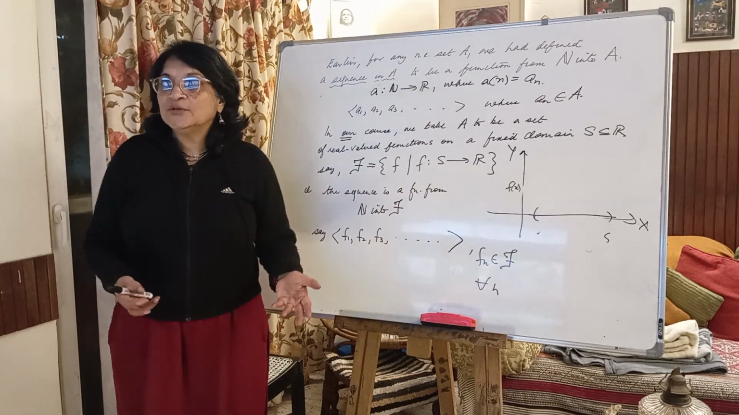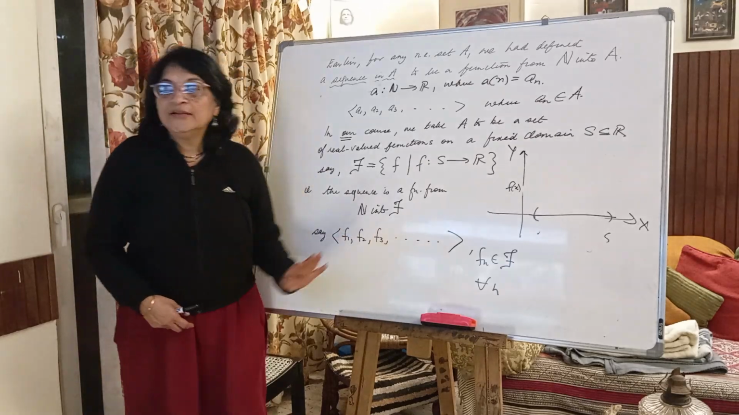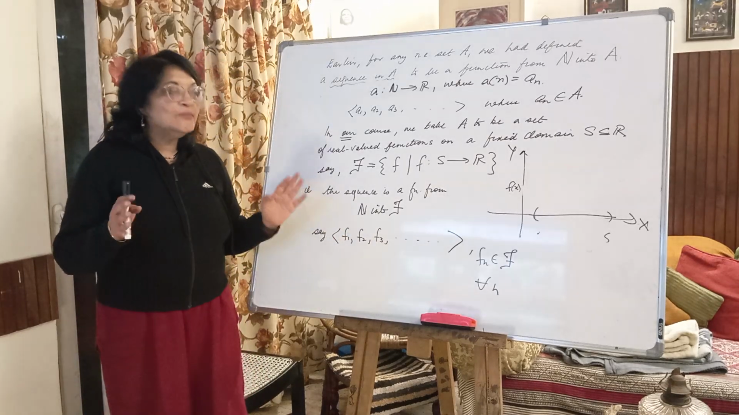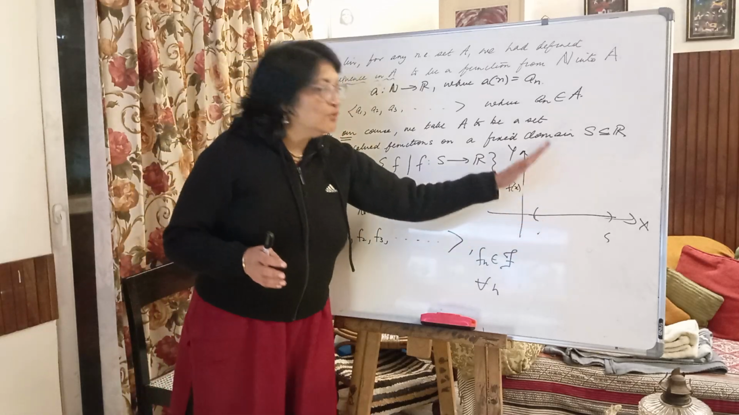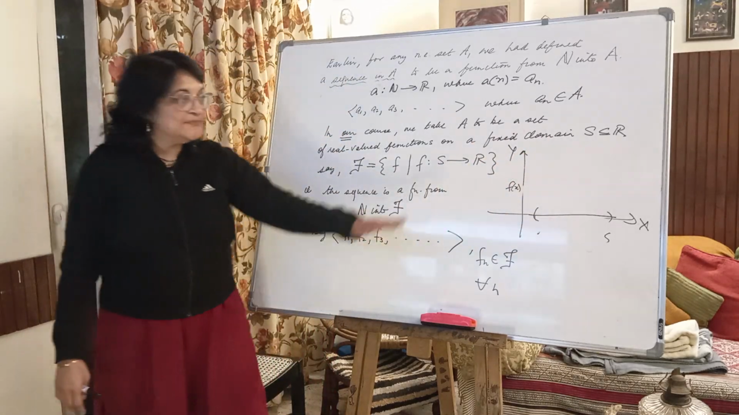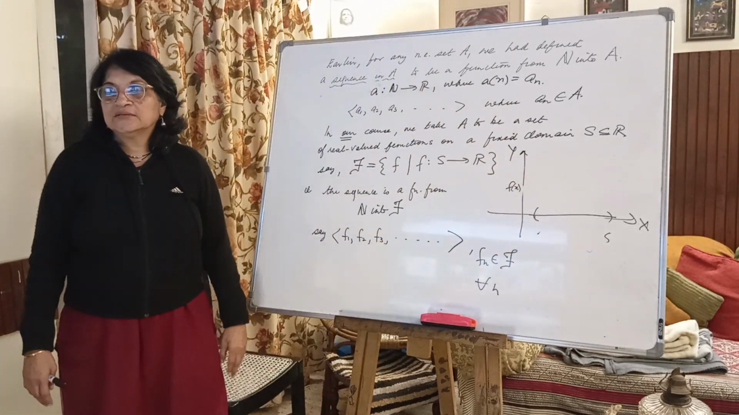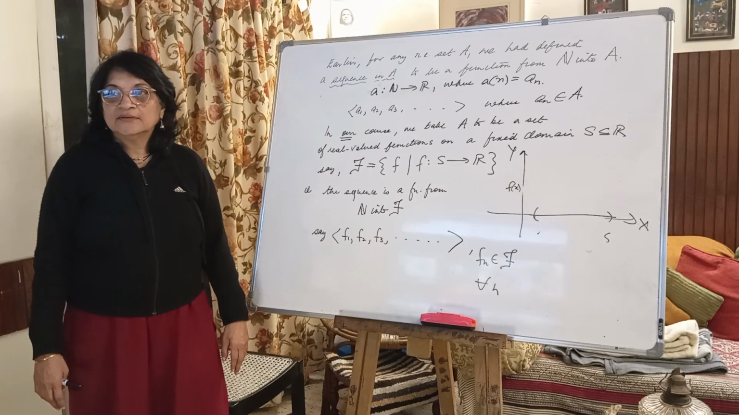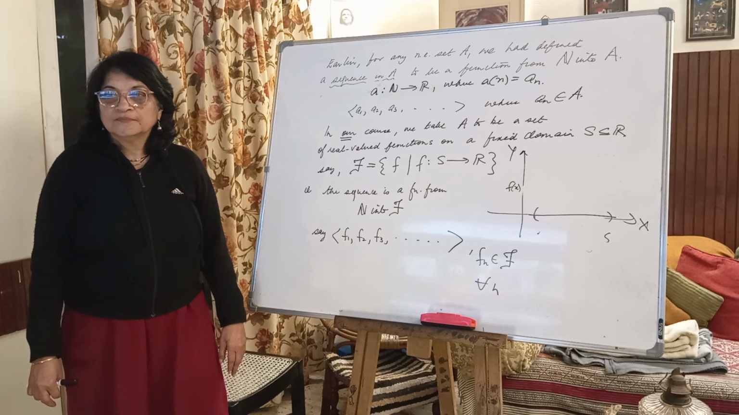There are so many different kinds of sequences. So these Fi's, I don't know what they are, but each of them is a well-defined function from S into R, from a subset of the x-axis into the y-axis. Okay. So earlier what we did was we defined and proved some theorems on real numbers, sequences of fixed real numbers, but now we are doing it for arbitrary functions instead of fixed real numbers.